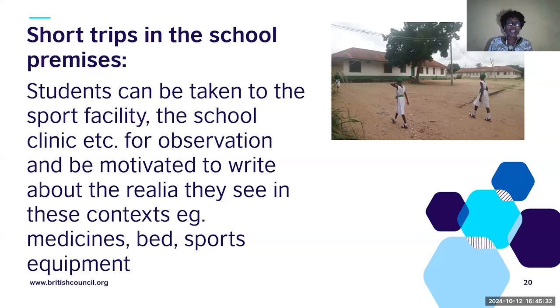Then they get to see the medicines, the bed, and if it's the sports facility, they can see the sport equipment. You can ask them to write about it and to talk about their best sports and how some of them even want to become sports persons in the future. They will get to write about this in the class. So these are beautiful ways to really help our students to engage well in writing activities in the class.